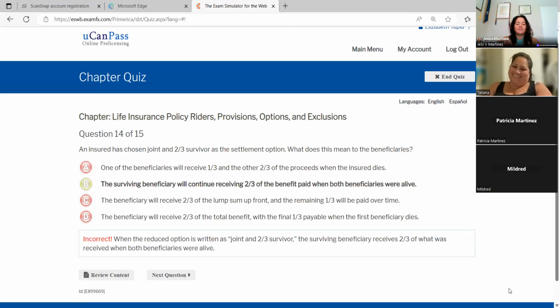So when the reduced option is written as joint and 2/3 survivor, the surviving beneficiary receives 2/3 of what was received when both beneficiaries were alive. She's still going to receive the same amount, only 2/3 of it. Yes. So if they're asking for the joint and 2/3 survivor, then the surviving beneficiary. I think that should have been a given for me when my brain was tired. Okay, let's go to the next one.